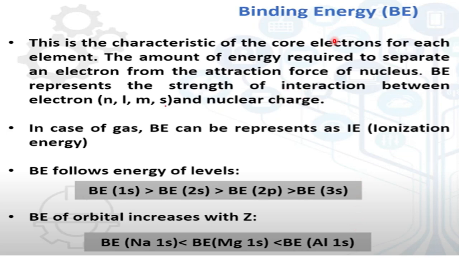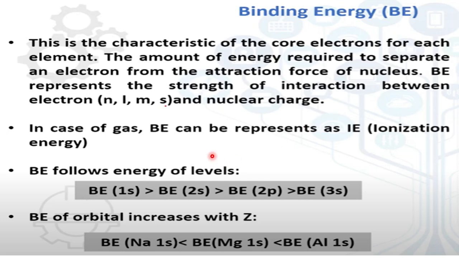And here it is the binding energy. Once again, this is the characteristic of the core electron for each element. Since for each element the atomic number is fixed, obviously the binding energy will be fixed for each core atom of each element. It is the amount of energy required to separate an electron from the attraction force of the nucleus. So this is basically the electrostatic attraction force between the nucleus and that specific electron.